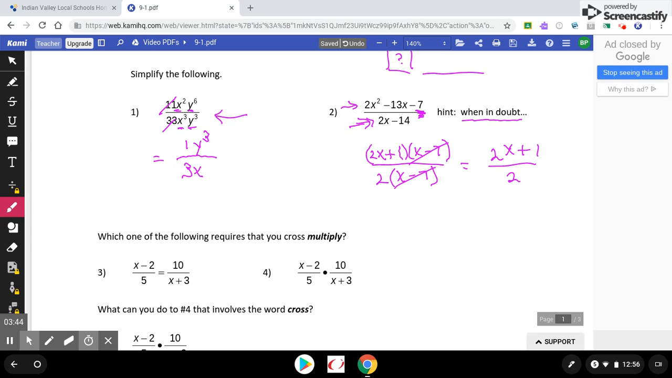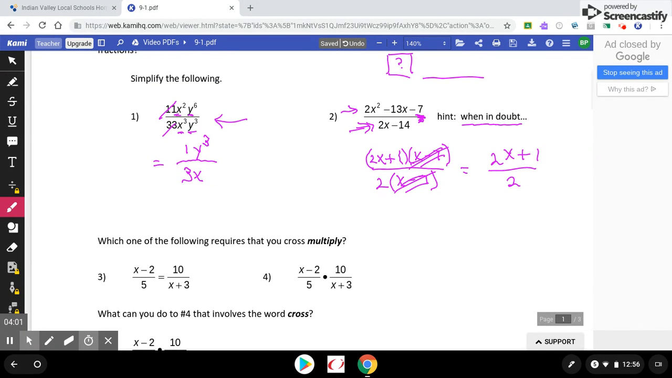Now, it'd be really tempting to cross off those 2's, but you can't. Here's why. The top is a binomial. The bottom is a monomial. I can only cancel binomials with matching binomials like we just did right there. So unless you literally have a 2x plus 1 on the bottom, no can do. And that guy's done.